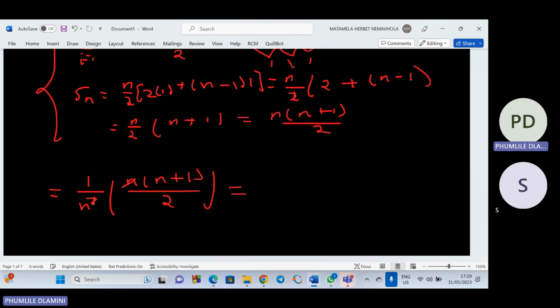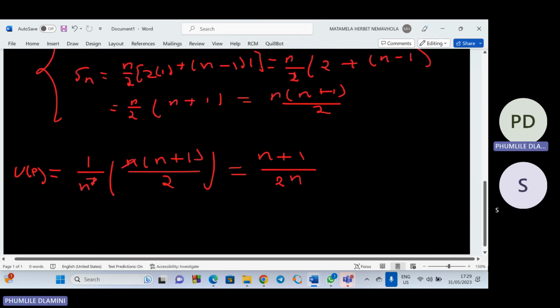We'll cancel with the 1 there of n. We're going to be left with n plus 1 over 2n. Then this is equals to what? U of P. So we're going to end there for this one.